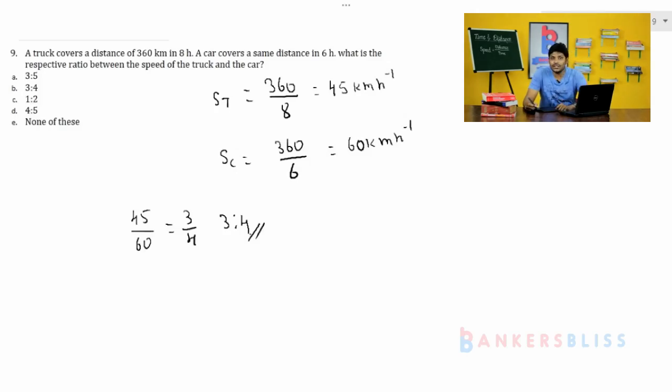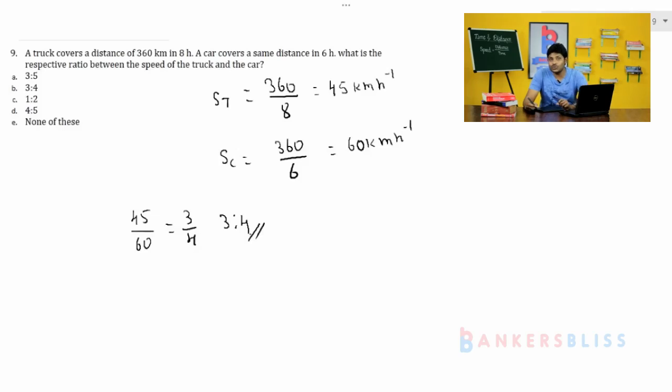See here what they are telling: speed of the truck and speed of the car. What distance are they traveling? They are traveling the same distance. So, the truck is also traveling 360 kilometers, the car is also traveling 360 kilometers. If both the bodies are covering the same distance, then you neglect the distance they are covering. Okay. See here, the truck is also covering 360 kilometers and the car is also covering 360 kilometers. Both are covering the same distance. So, you neglect 360 kilometers.